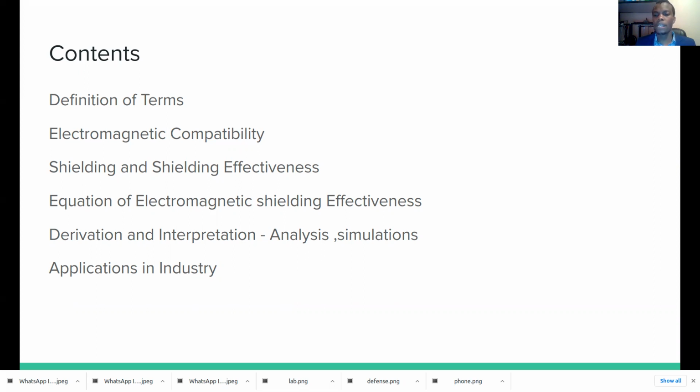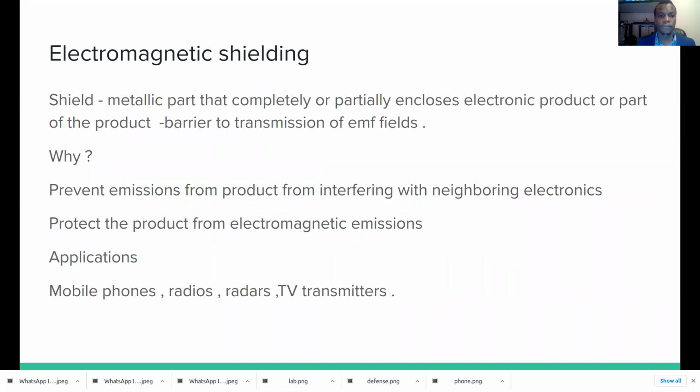Today we want to specifically look at what is called shielding, and a key important aspect called shielding effectiveness. Then we are going to derive some of the equations that are there and try to interpret them, as well as look at the industry applications of these equations or of these concepts. So shielding, what is a shield? A shield is something that protects. Basically it's a metallic part which completely or partially encloses an electronic product or part of that product. So it's a barrier to transmission of electromagnetic fields.